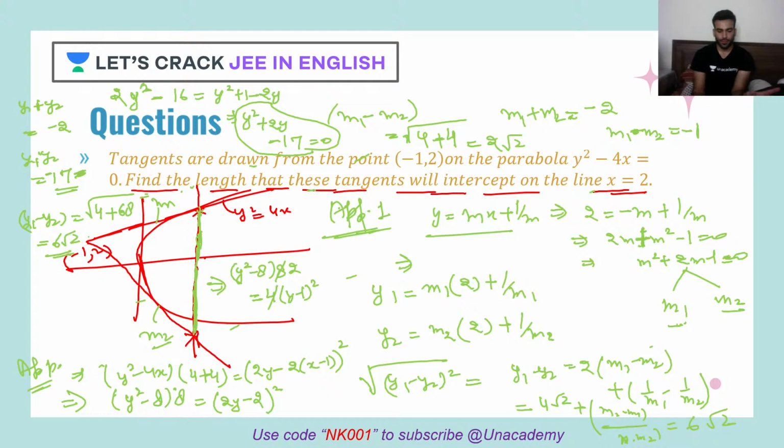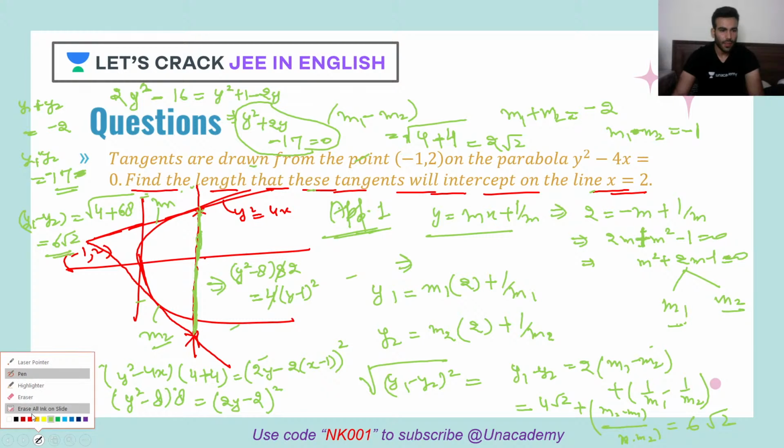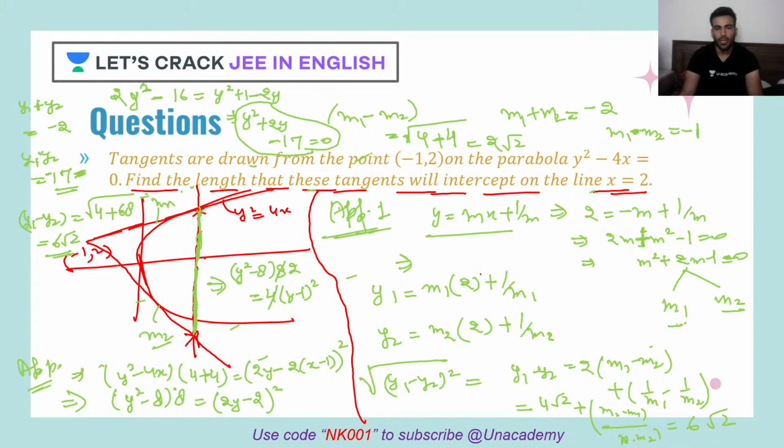I hope things are clear with everyone. So we can move to our next question. I'll just change the color. So if anyone wants to note down, yes, they can note down. This is our approach number 1. We used a slope form, and this is our approach number 2, where we use what? Pair of tangents formula. Okay, let's move to our next question.